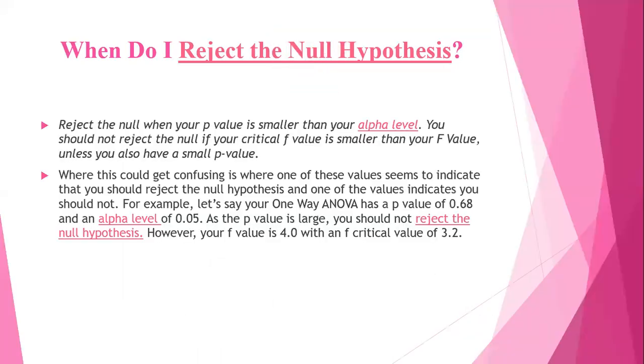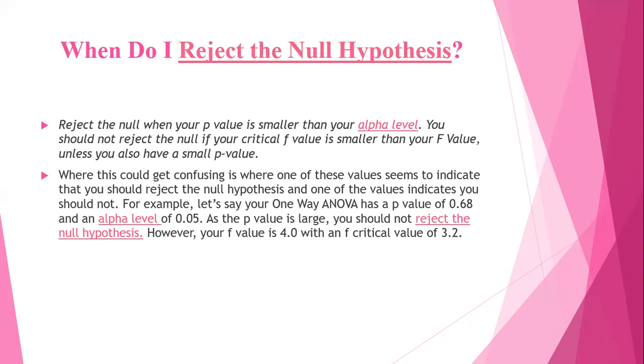So here is the answer. How do you reject the null hypothesis? You only reject the null hypothesis when your p-value is smaller than your alpha value. Alpha value is the one which is in the critical region, right? And the F value, the F capital value, is your ANOVA value, right? I give you an example.